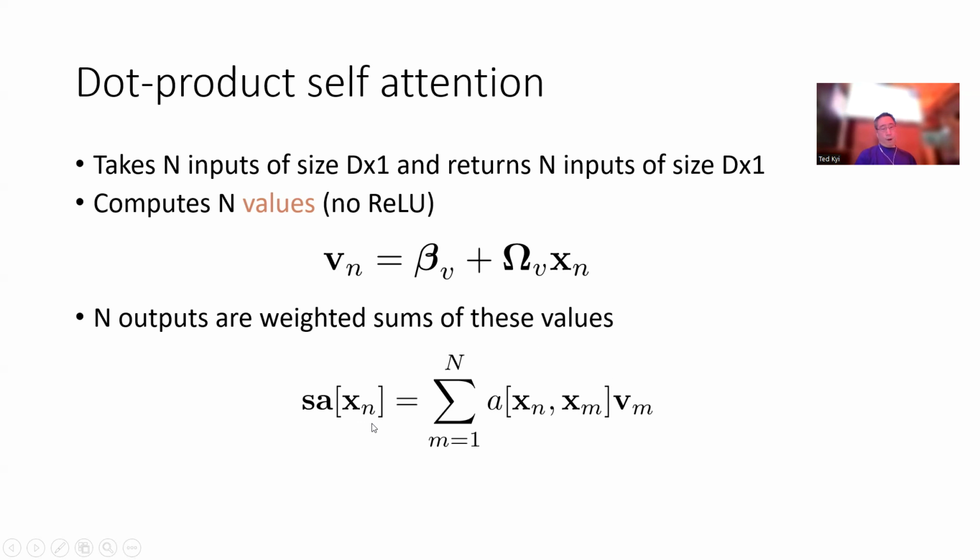So for our third output, we're going to compare the third input to every other input with this attention function, and we're going to sum up all the values from those. All right, so that's fine as a mental model, but how are we actually going to calculate this mystery function a?